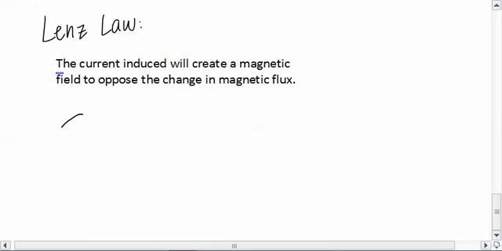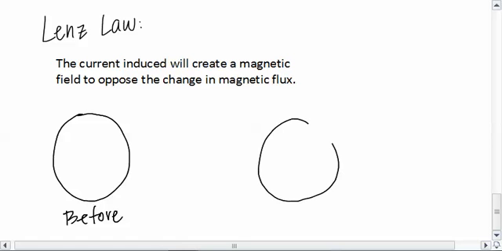So here is a loop, a conductive loop, like the ring hanging from the stand over there. Now, originally, it has no magnetic field in it besides the magnetic field of the Earth, but we can ignore that because it's constant for everybody and it's not changing. So this is before. Afterward, let's say I take a North Pole magnet and point it into it, so I've got into the page. I introduce a magnetic field into the page.